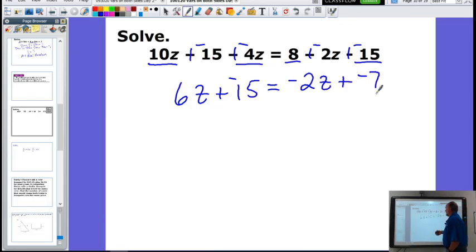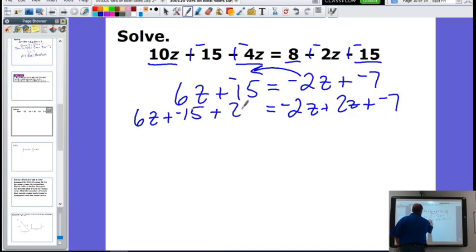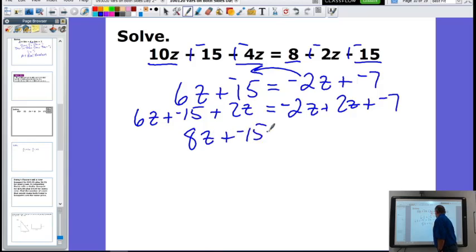Okay, so now we go with our steps. Step number one, get my letters all on one side. So I'm going to move that negative 2z. So negative 2z plus 2z plus negative 7. And then on the right-hand side, I'd write 6z plus negative 15 plus 2z. And now I combine like terms. My 6z and my 2z will make 8z plus negative 15 equals. Well, over here, my 2z's go away by design, and it's equal to negative 7.